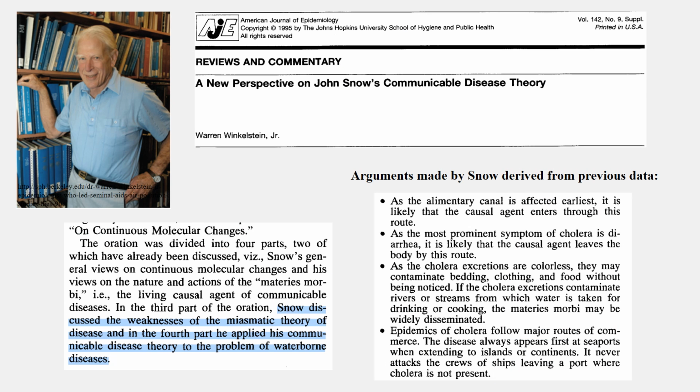Now that you know a little bit about why epidemiology is important in other human aspects, I'm going to use an article written by Warren Winkelson Jr. to kind of explain who John Snow was, the data that he found, the experiments that he did, and why it was important. So, Dr. John Snow was a British physician who is considered one of the founding fathers of epidemiology due to his work identifying the source of the cholera outbreak in 1854.